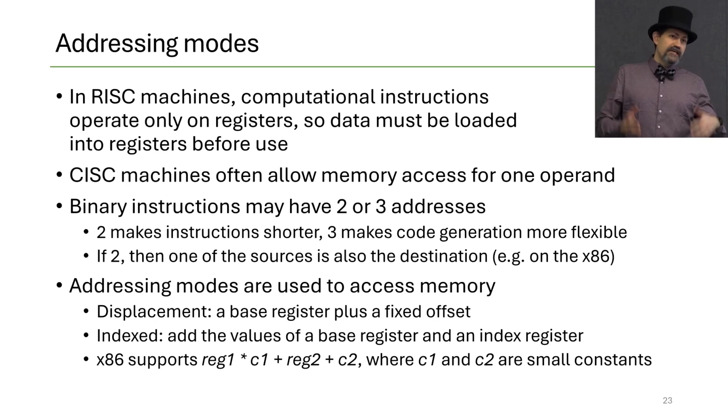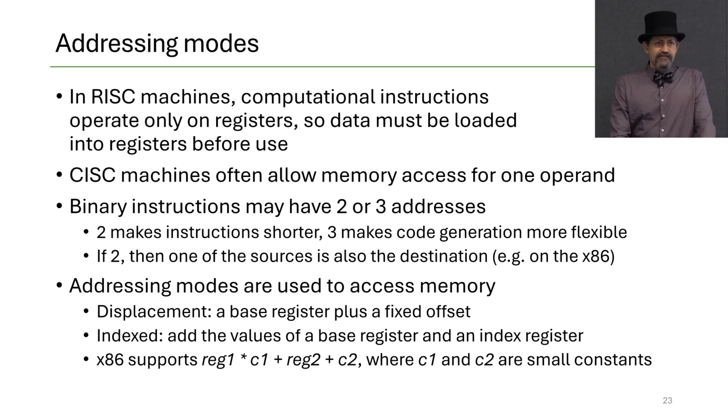Binary instructions, such as add, may have either 2 or 3 addresses associated with them. If we have 2 addresses, then our instructions are shorter, whereas 3 addresses make code generation more flexible. If there are only 2 addresses, then one of the operands is also the destination. So we say, register A should be assigned the value of register A plus register B.